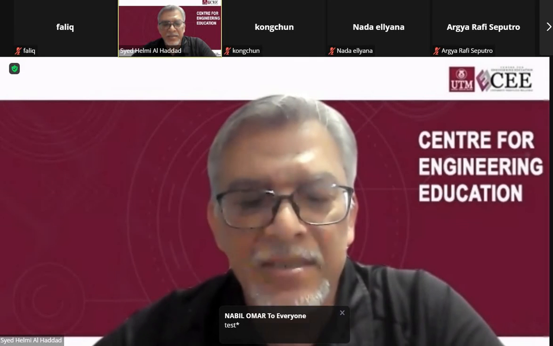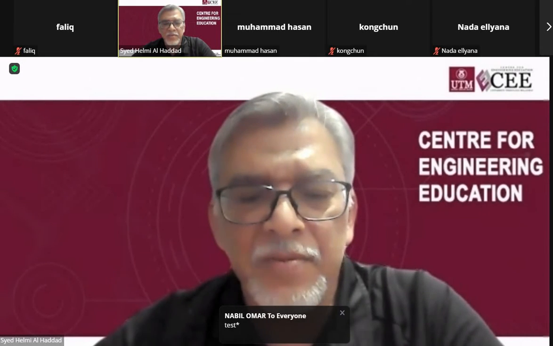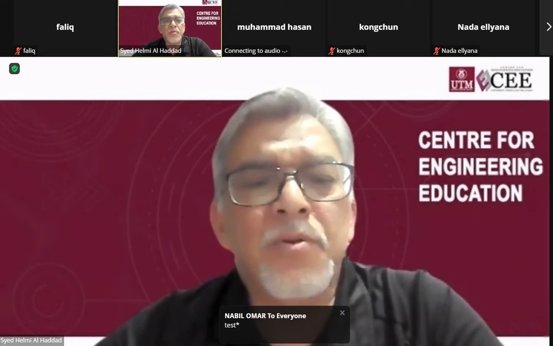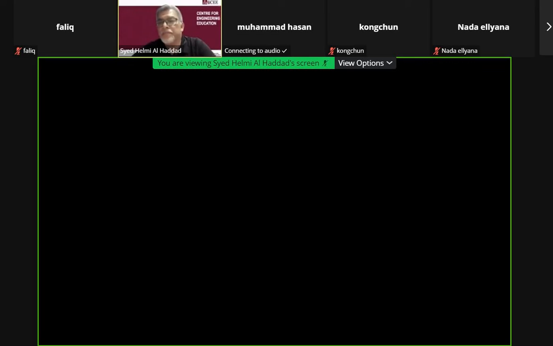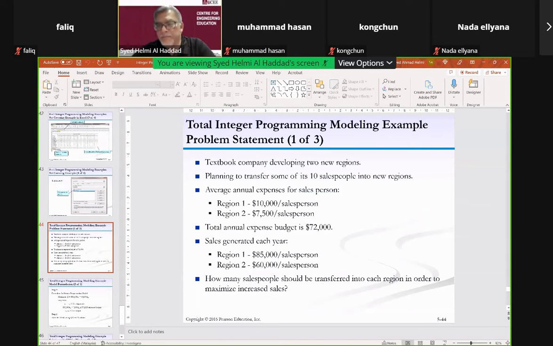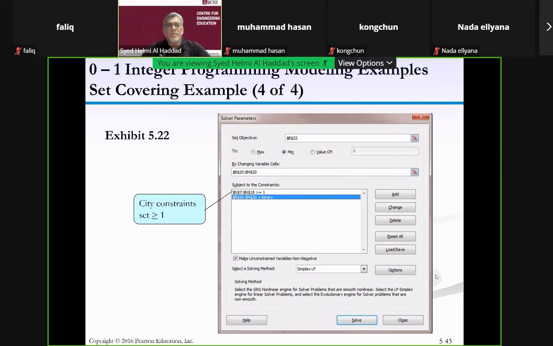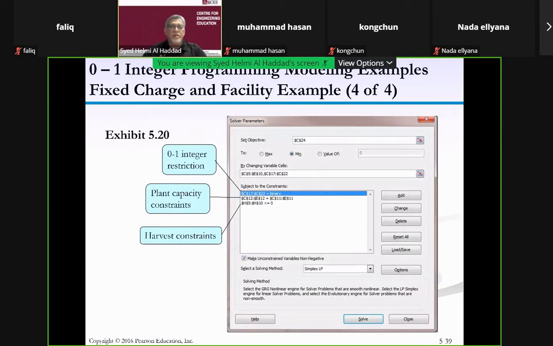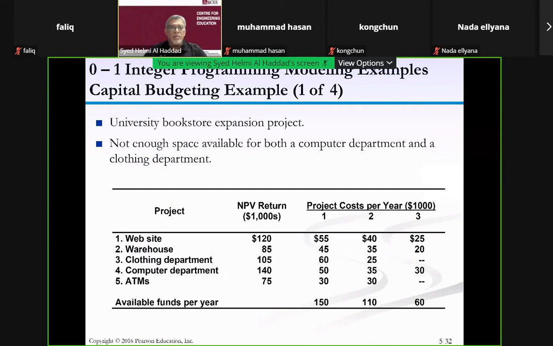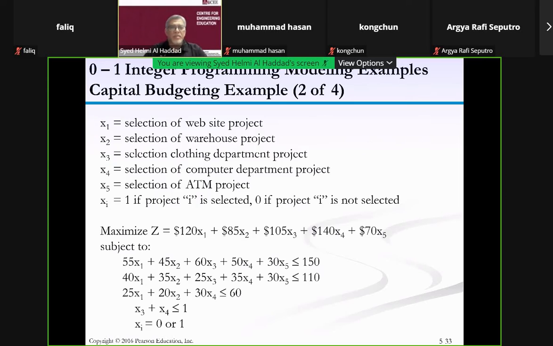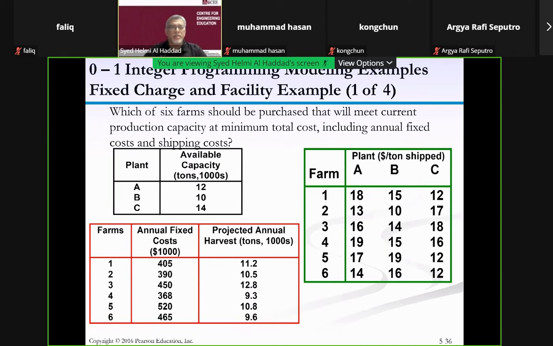In our last class, we discussed integer programming. Do you have any questions about that? Integer programming? I think we stopped somewhere here. The last one is this problem, the bookstore project. Okay, and then we discussed a bit on this one.